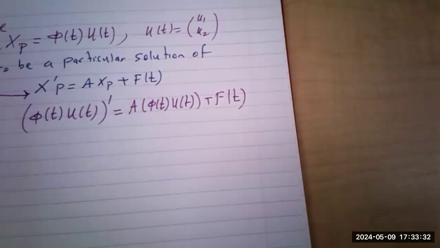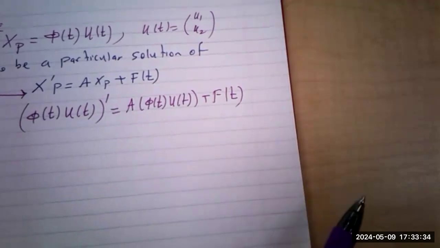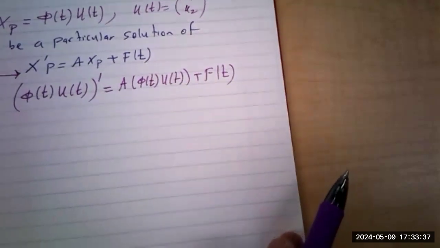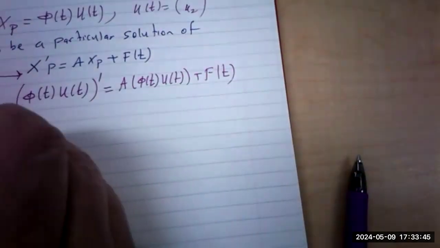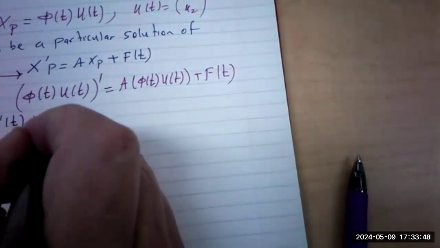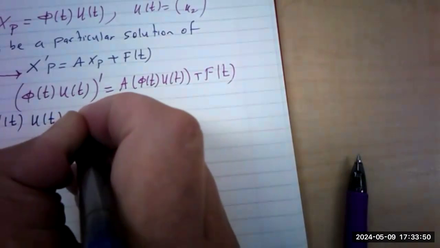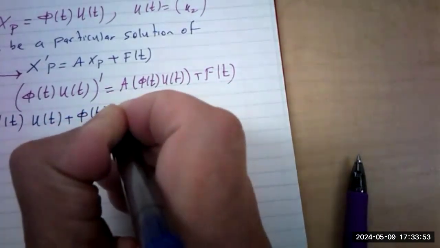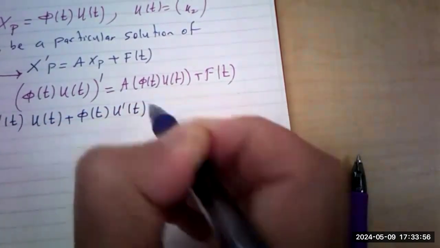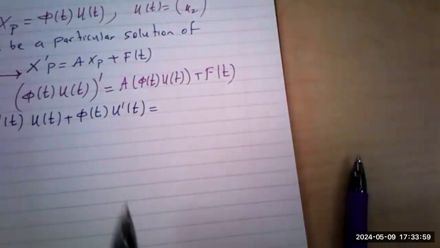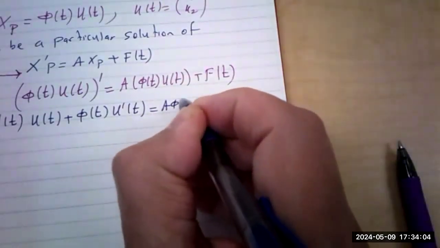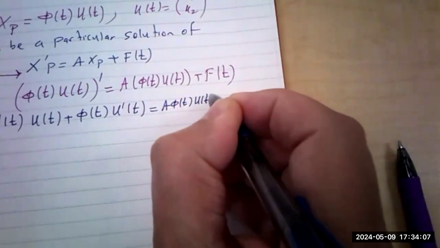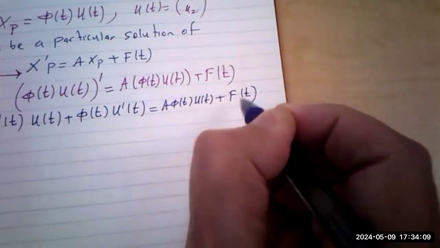So let's see. Differentiate this one. It's a product of two functions, so we have to apply the product rule: derivative of the first times second, plus derivative of the second times first. So the derivative of the first one would be phi prime of t times u of t, plus the derivative of the second times first, which would be phi of t times u prime of t. On the other side, you have the same thing. They are all matrices, okay, plus f of t.